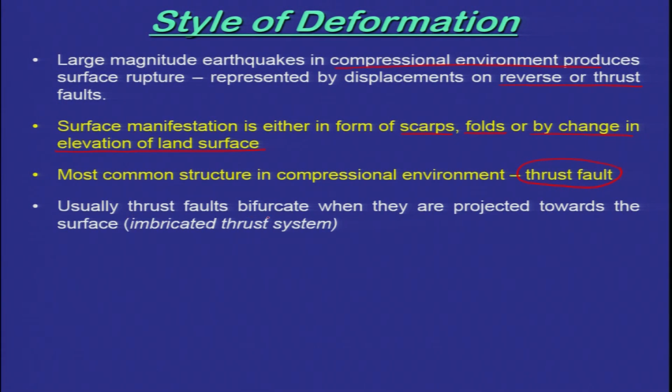Usually thrust faults bifurcate when they are projected towards the surface, and that is what we call an imbricated thrust system. For example, if you have a low angle thrust fault, then you will have bifurcation of the faults taking place, and you will see deformation along with this. So you will be able to see the bifurcation of the faults along the major one.